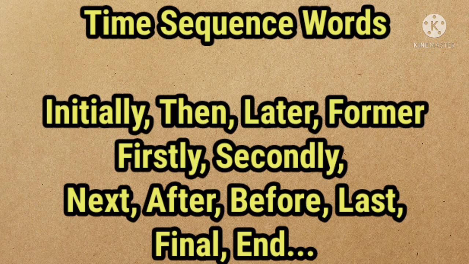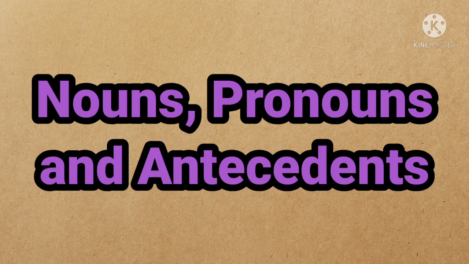Time sequencing is very important as far as rearranging of jumbled sentences is concerned. For example, initially, then, later, next, former, finally. These are time sequencing words. They very well help us with the order of the sentences. Which sentence will come next? There is other support we can take, like nouns, pronouns and antecedents. They also help us to rearrange the sentences in correct order.